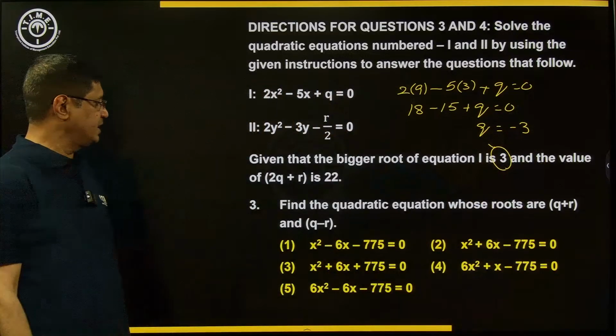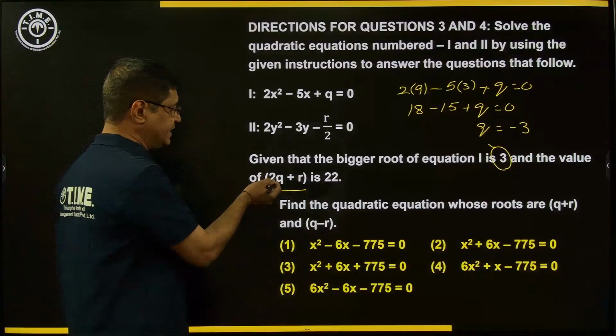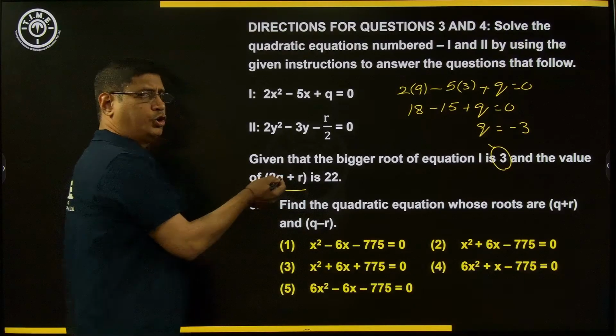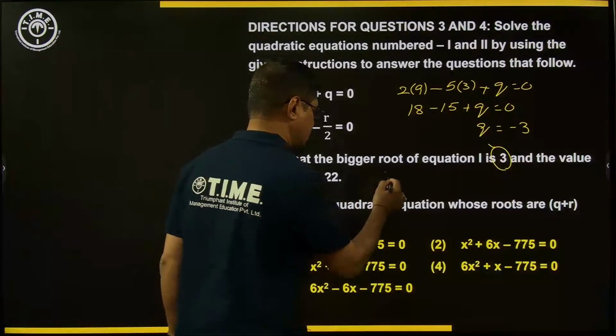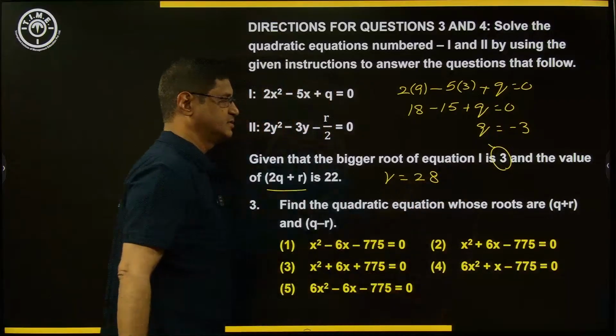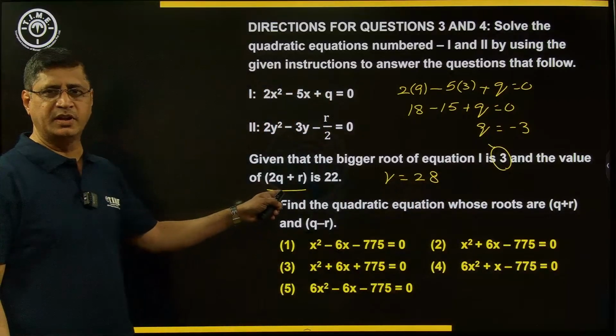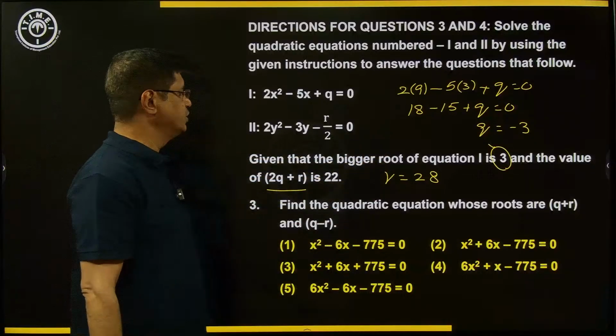When q is equal to minus 3, substitute here and find out the value of r. So 2 into minus 3, that is minus 6. Take to the other side, it becomes positive 6. So r is equal to 22 plus 6, which is 28, by substituting q as minus 3 here. The values of q and r are now defined. Now find out the roots.